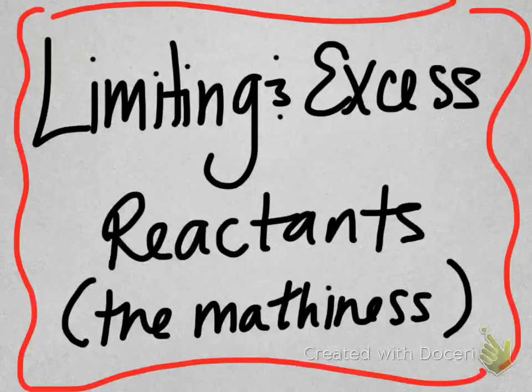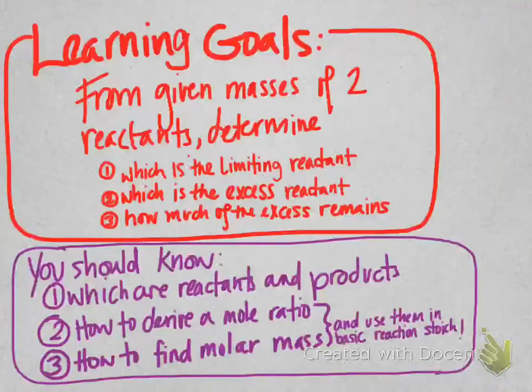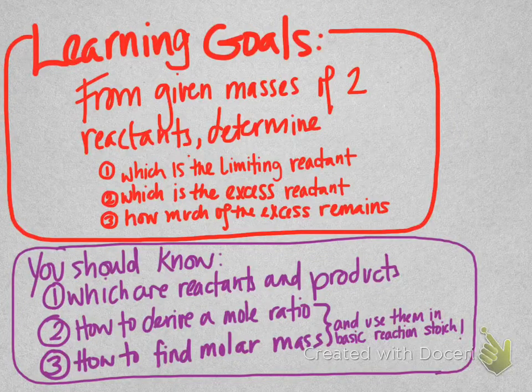This is Moser with Limiting and Excess Reactants, the mathiness. By the time you're done with this video, you should be able to determine which is the limiting and which is the excess reactant, and how much of the excess will remain when given the mass of two reactants and, of course, a balanced chemical equation.